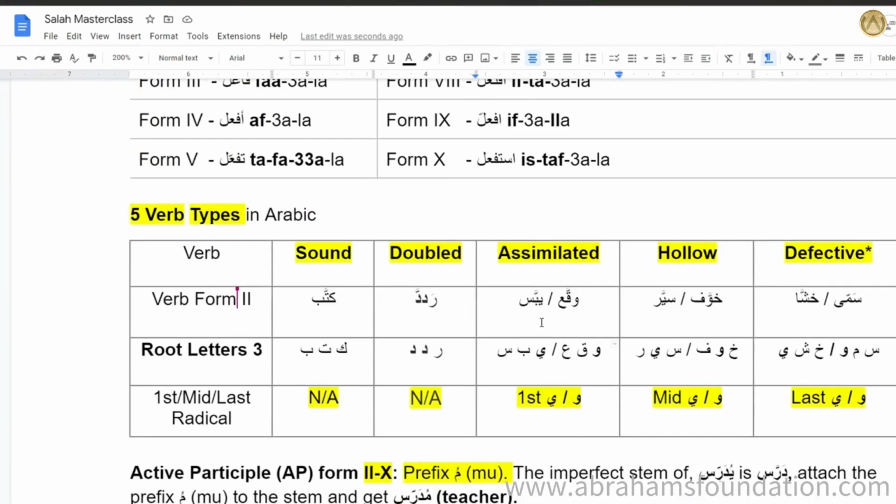So the first letter, if it's the first, it's assimilated. The waw or the ya just disappears. It's weird. That's why Arabic gets a bit harder than other languages, where almost every letter stays the same and you add things. In Arabic, letters actually start to disappear. So assimilated means the first letter is either a waw or a ya, and they just assimilate. They connect with the word or they disappear.